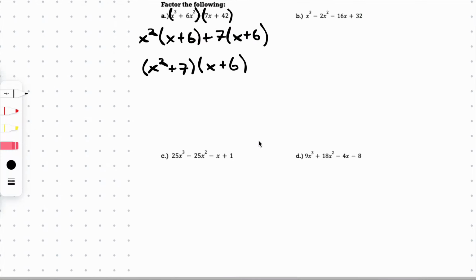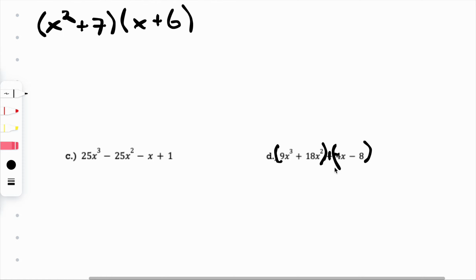Let's also do, let's do D. Okay, so first separate into two binomials. And I'm going to write this as plus negative, if you can see that. Okay, I know it's not great, but we still have that negative sign.